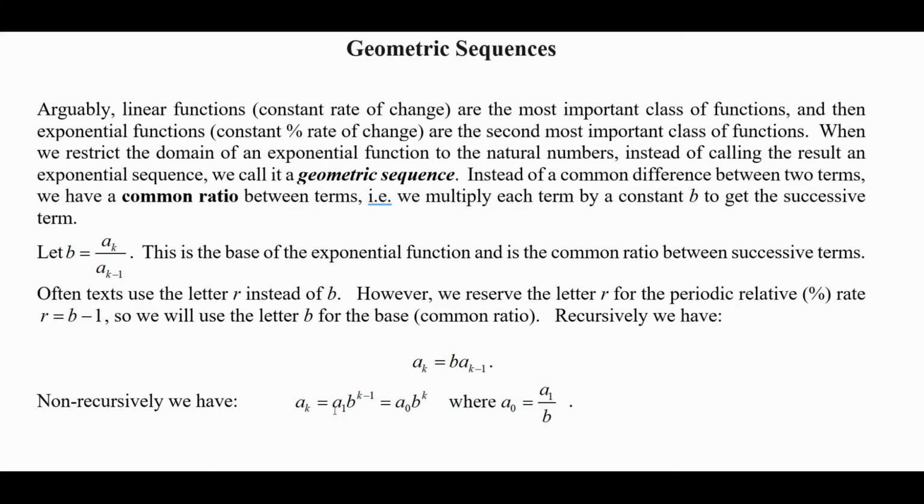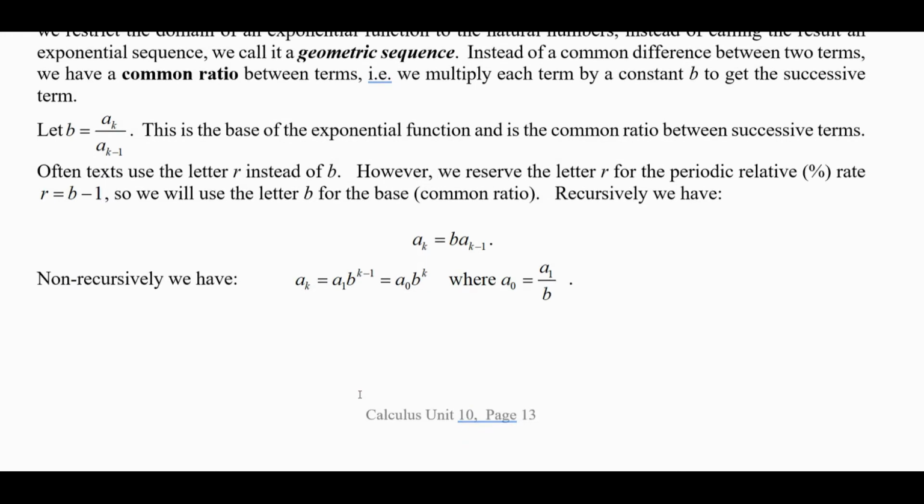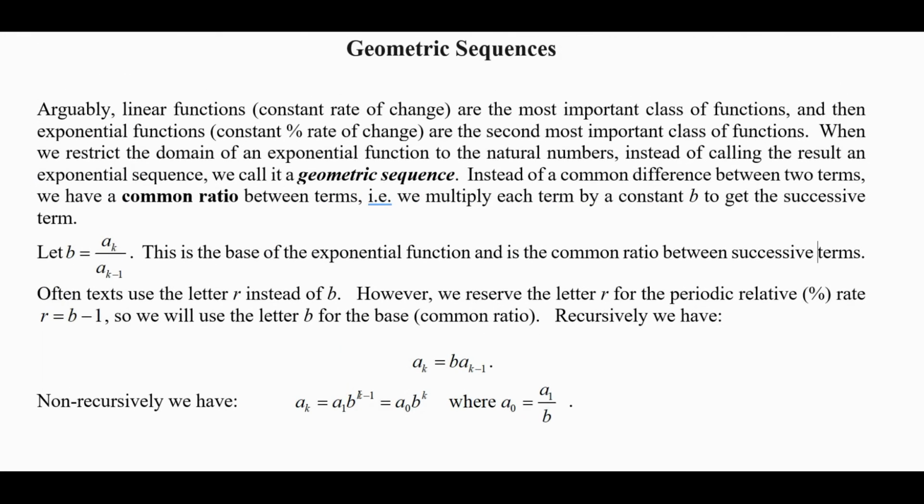Non-recursively, we have a sub k is a sub 1 times b to the k minus 1 power. If we were to extend back to allow a zeroth term, which would logically be a sub 1 divided by b, then a sub k is a sub 0 times b to the k. So this all should sound familiar from your study of exponential functions. In fact, when I do linear functions and exponential functions, I actually first introduce them with arithmetic sequences and geometric sequences, respectively.